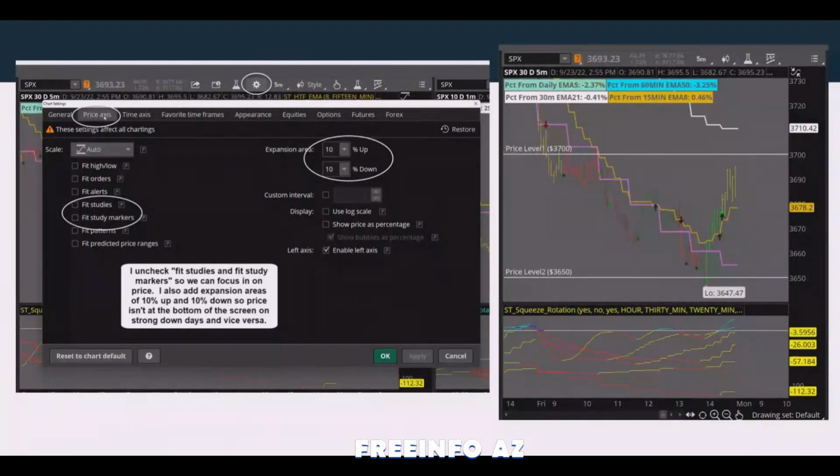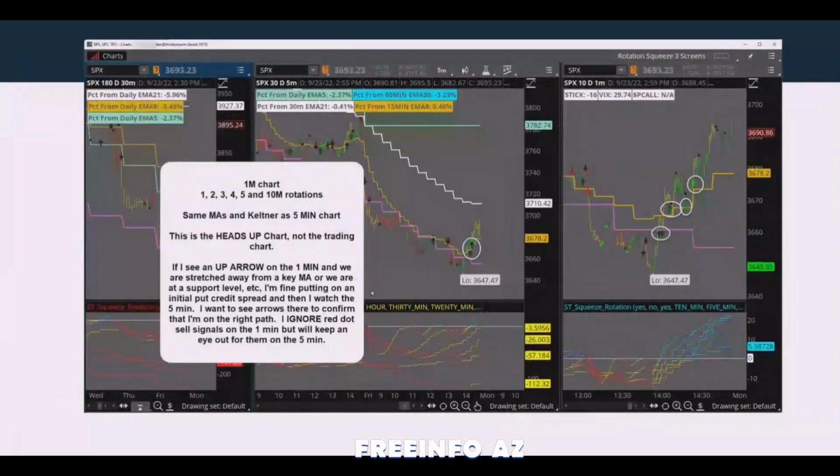So should it be the 55? No, I actually did the 50 on this one. I do the 55 on the daily, but this is the hourly chart. And whether it's 50 or 55 is fine. On the hourly chart, it's more of a zone.